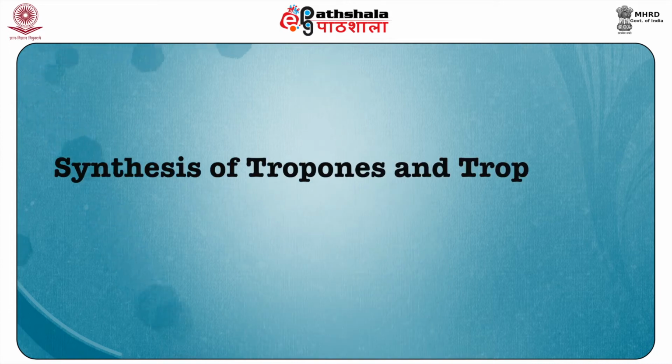The third class of tropolones are colchicine, and a few very closely related compounds have been isolated from various Liliaceae, particularly from Colchicum autumnale, which is nothing but the meadow saffron or autumn crocus, and related species. Now, how can we synthesize these compounds?